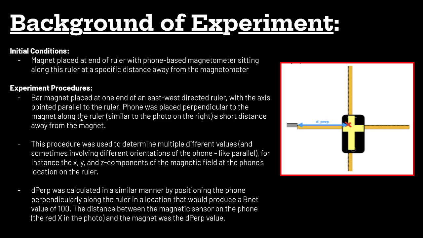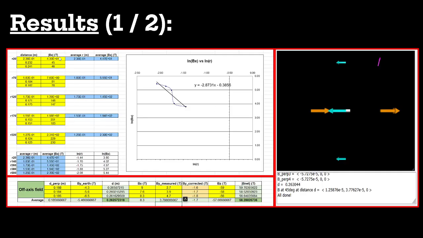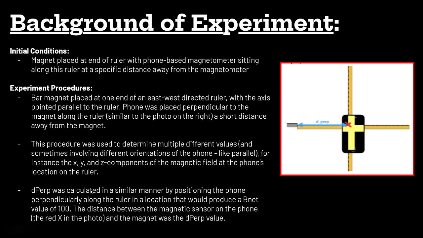For the overall general experiment procedures, you had a bar magnet placed at one end of an east to west oriented ruler with the axis pointed parallel to the ruler. The phone was placed perpendicular, similar to how you see here, to the magnet along the ruler at a short distance away from the magnet. This procedure was used to determine multiple different values, sometimes involving different orientations of the phone. Sometimes we rotated it parallel. For instance, the x, y, and z components of the magnetic field at the phone's location on the ruler. These were values that we determined, such as right here, for example, the different r values. We determined these different values based on this location and based on the app.